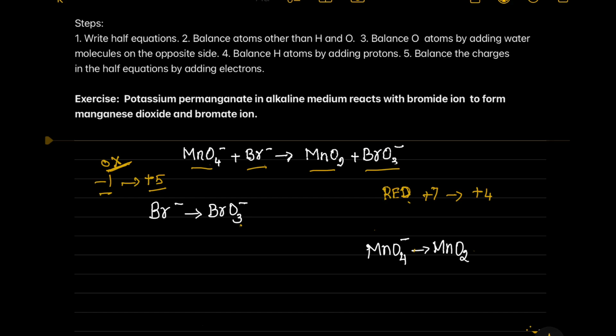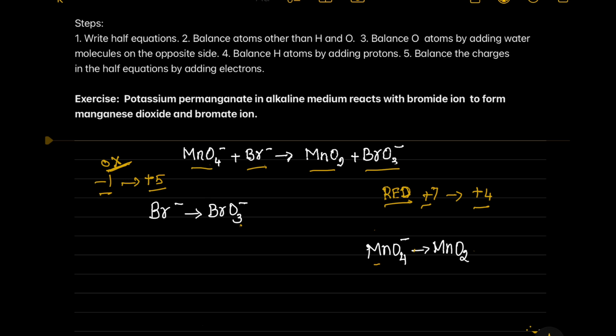In the second half equation, that is MnO4 minus giving rise to MnO2, the oxidation number of manganese on the left side is +7 and on the right side it is +4. A decrease in oxidation number is due to the gain of electrons. Therefore, it is a reduction half reaction.